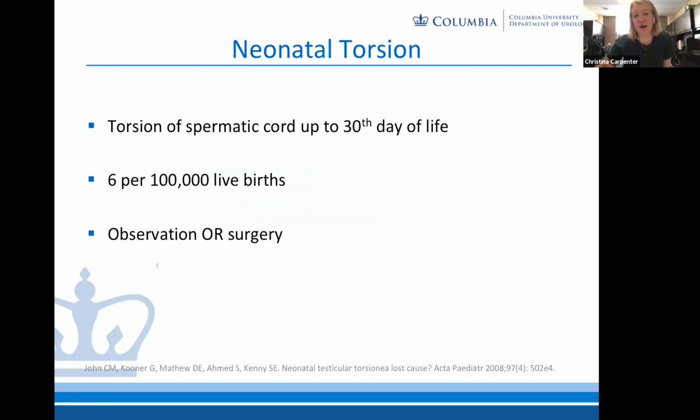So again, the options are observation versus surgery. And I agree with Dr. Saltzman that there are a lot of anxiety things for parents in the neonate period. But why would you then add on top of that putting their child under surgery? So there is good evidence for observing instead.